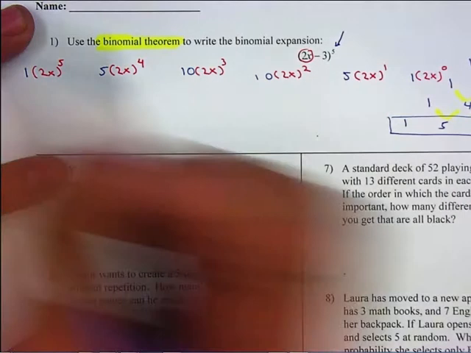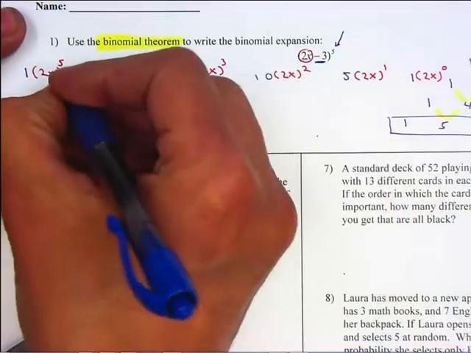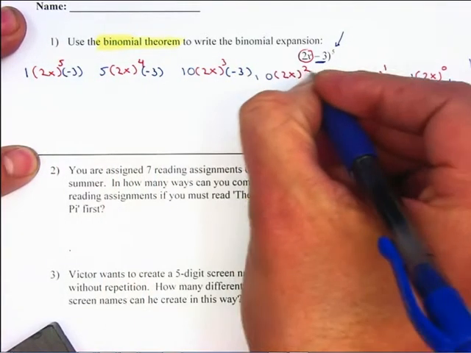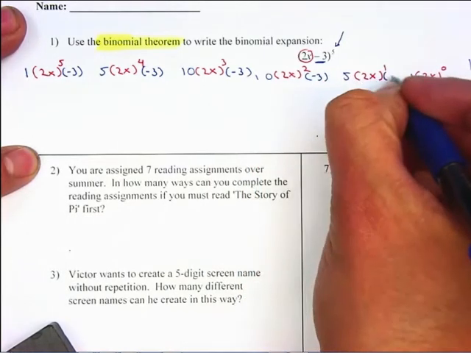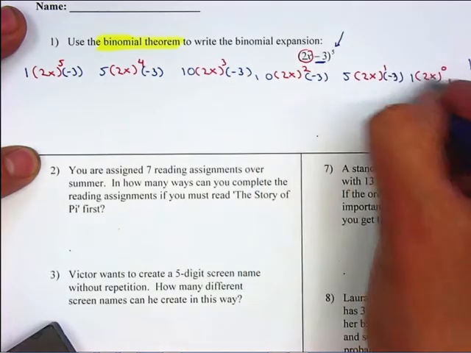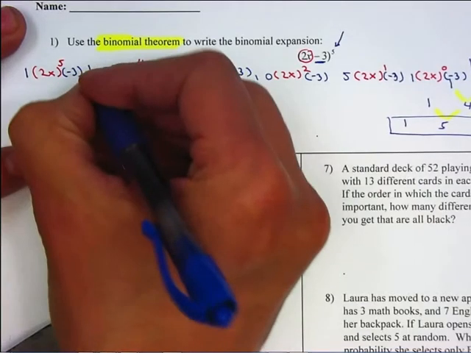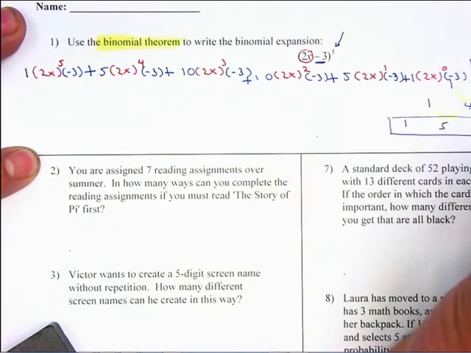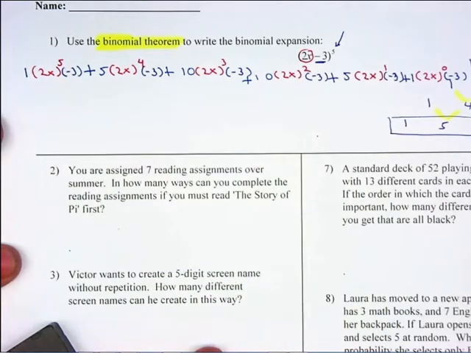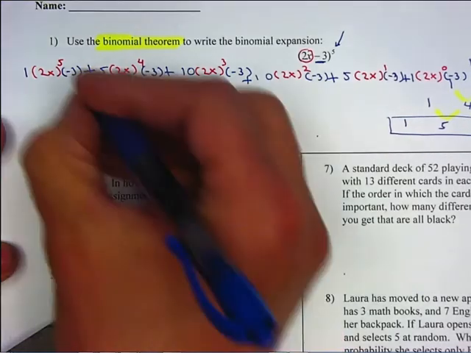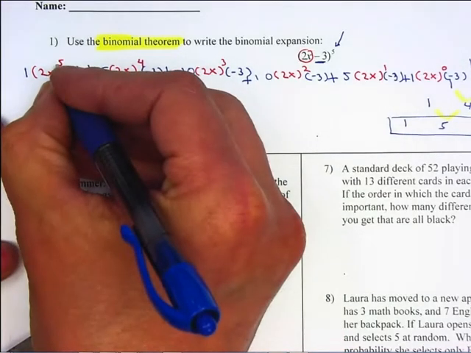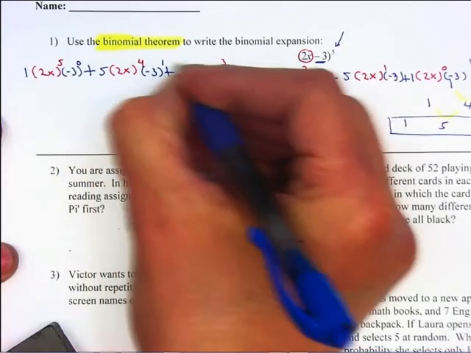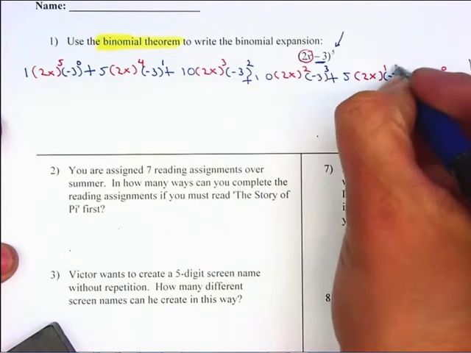Now the letter B, which will be a negative 3 in this case: negative 3, negative 3, negative 3, negative 3, negative 3, and negative 3. And don't forget to place a plus in between each one of them. And what did I forget? My exponents for the negative 3. Now the 5 went from 5 all the way down to 0. Letter B will be from 0 all the way up to 5.